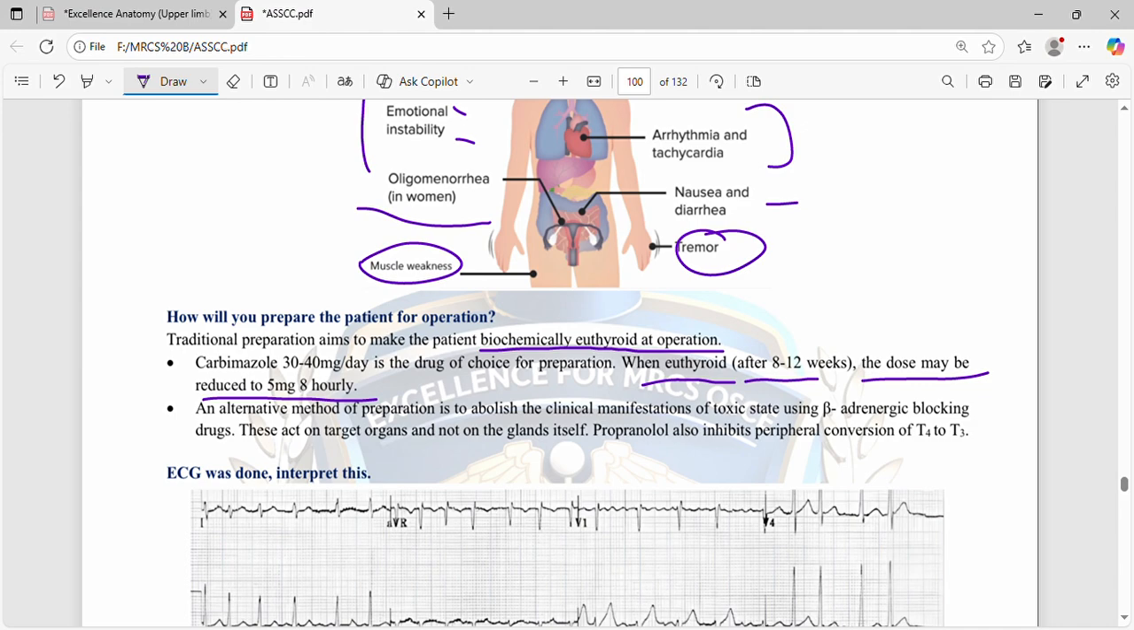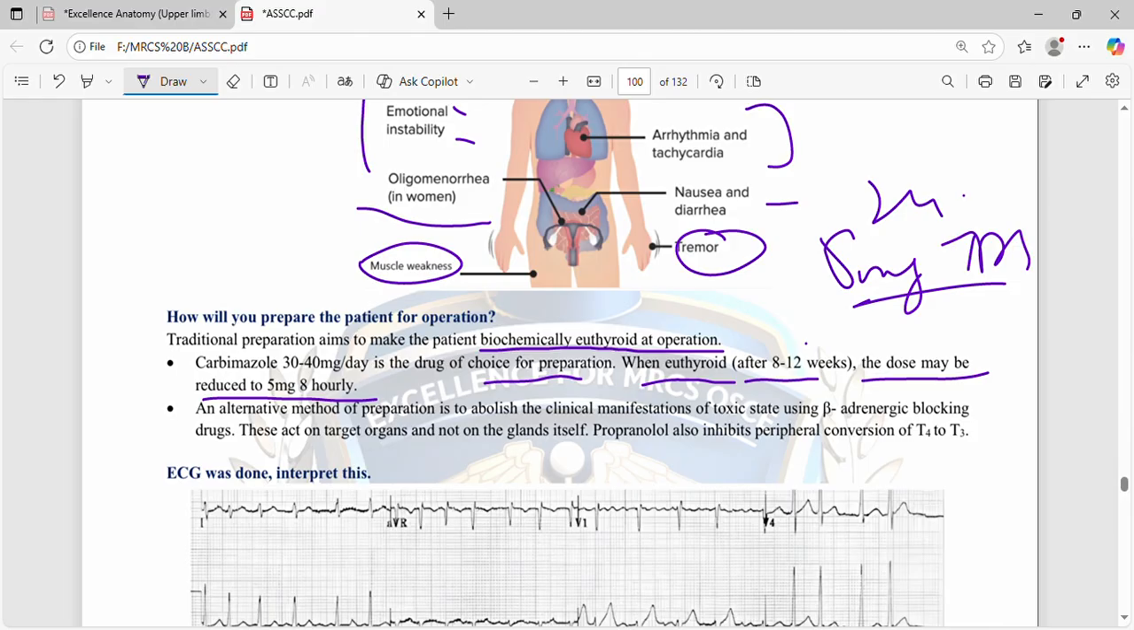For example, 5 milligram 8 hourly, so 5 milligram TDS in 24 hours. So carbimazole 30 to 40 milligram per day is the drug of choice for preparation, and when it's euthyroid after 10 to 12 weeks, the dose may be reduced to 5 milligram 8 hourly.